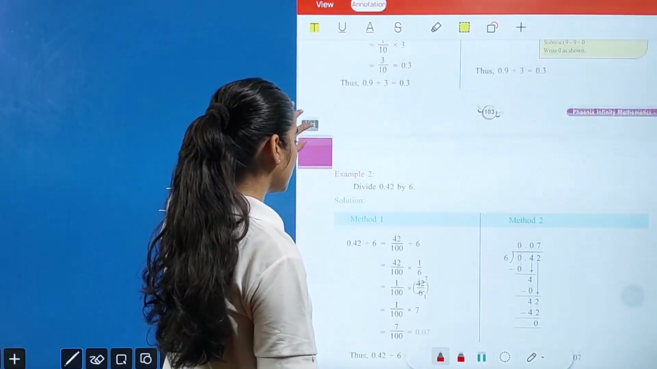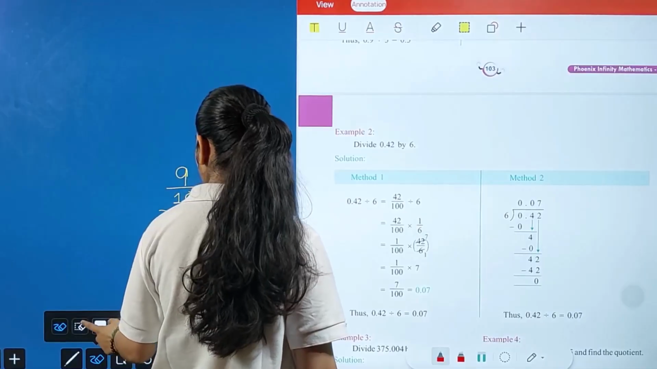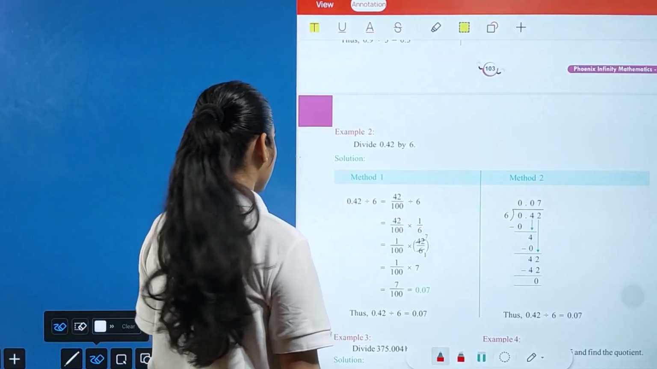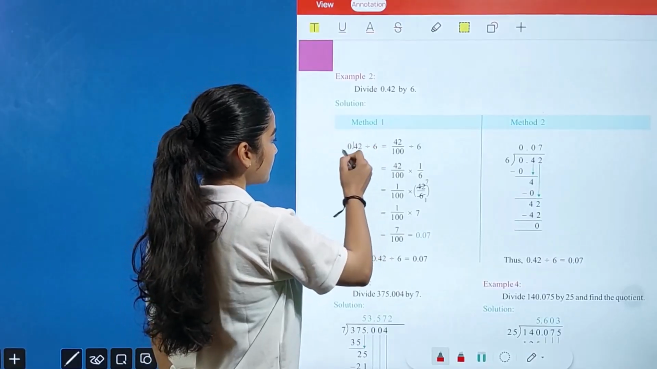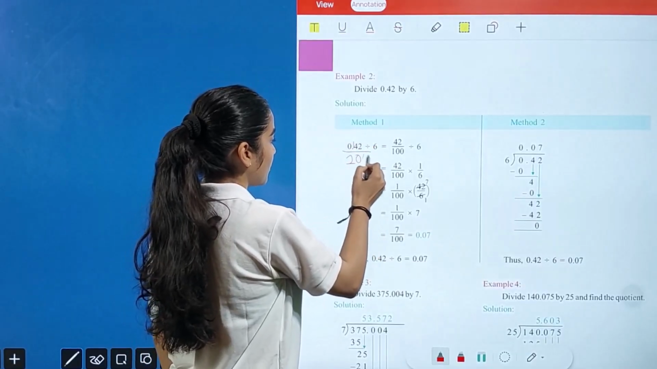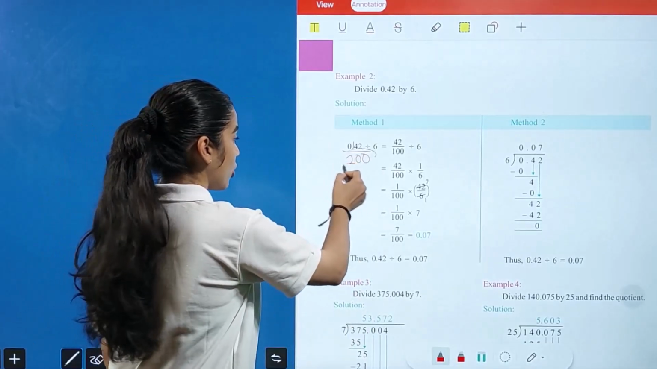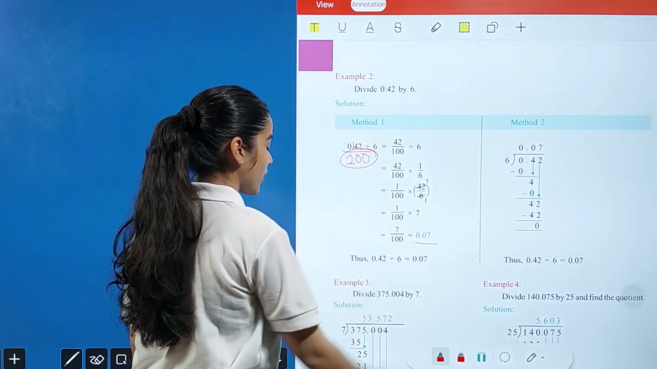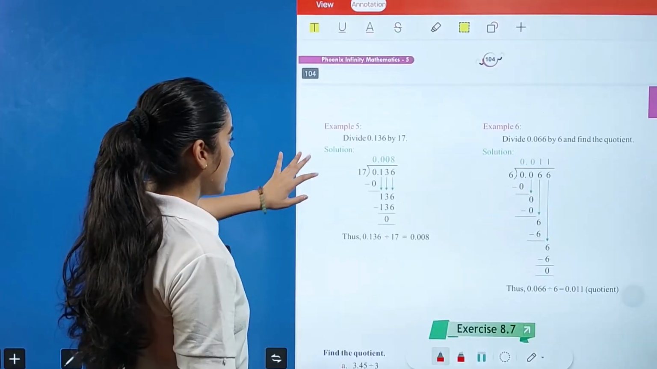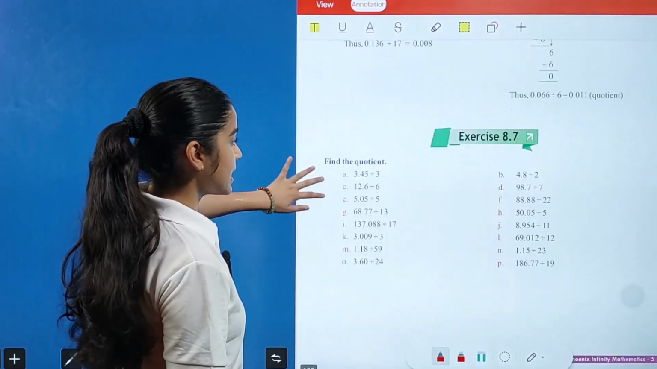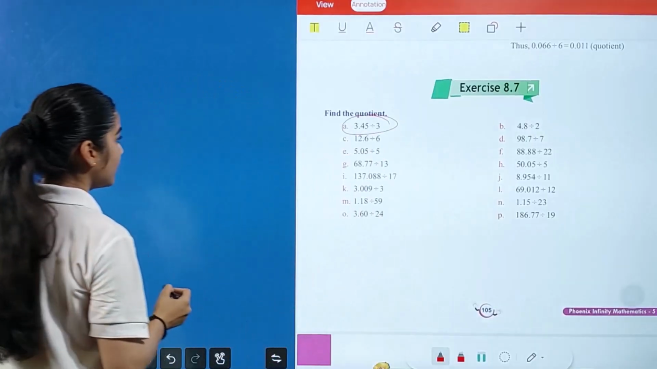Now example number 2, 0.42 divided by 6. Again the same process you have to repeat here. Just simply divide 42 by 6, you will get your answer 7. And here we have 2 zeros, because when we remove our point, after the point we have 2 digits, so your denominator will be 100. So in the end your answer is 0.007. Okay students, now we have our exercise 8.7, in which we have to divide 3.45 by 3.